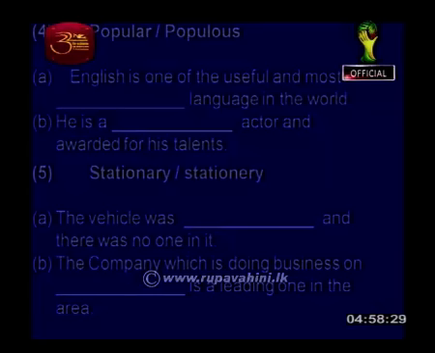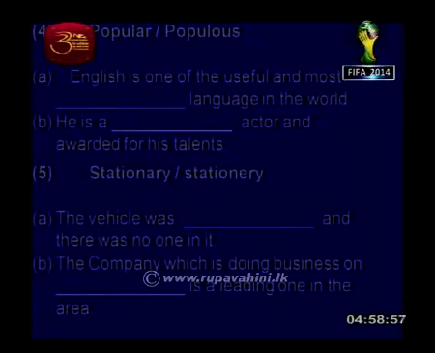You just look at the question and try to find the correct answer for this. Ishara, will you try the question number 5? The vehicle was stationary. Yes, stationary means stop. The vehicle was stationary and there was no one in it.